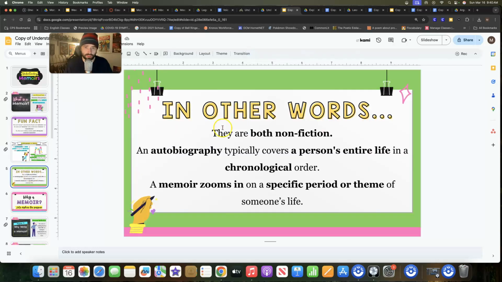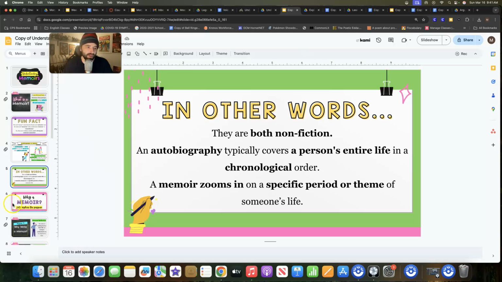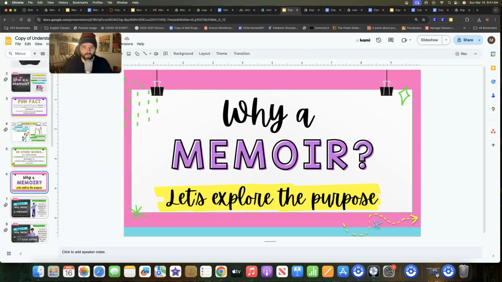Now, in other words, they are both nonfiction, but an autobiography typically covers a person's entire life in chronological order, whereas a memoir zooms in on a specific period or theme of someone's life. This is why we are more interested in looking at memoirs right now, as opposed to autobiographies, because we're really not going to pull off an autobiography because they're hundreds of pages because it's an entire life. So that's why we're looking at memoirs.